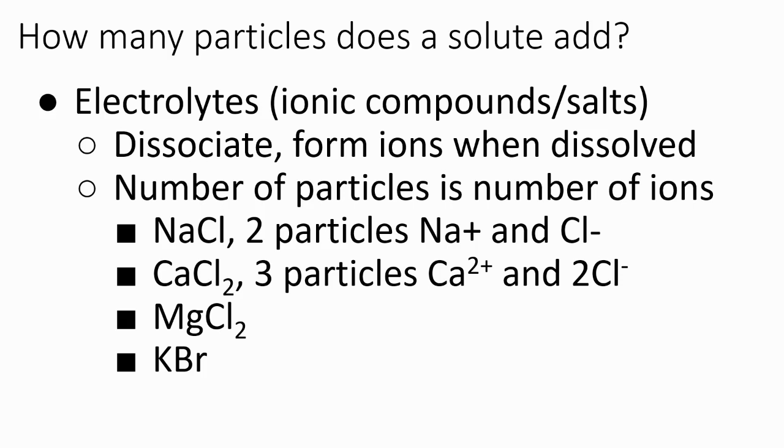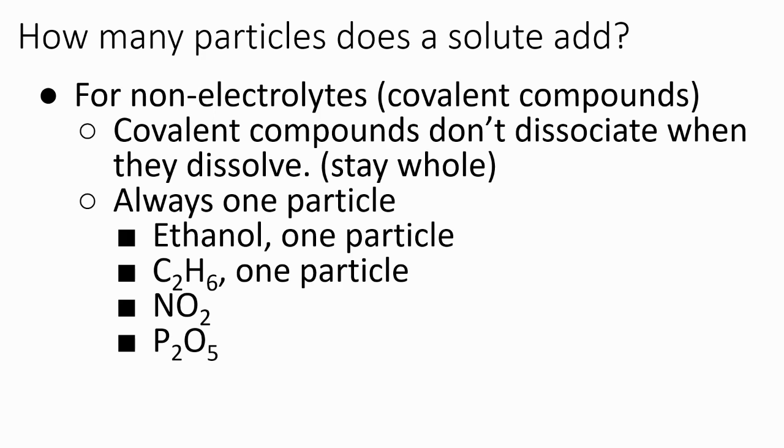Looking at this next one, magnesium chloride, how many particles does that give us? 3, good. We get Mg2+, and we get 2 Cl minuses. How about KBr, how many particles do we get? 2, good. We need to recognize that because when we do the problem, we're going to have to multiply by the number of particles we make.